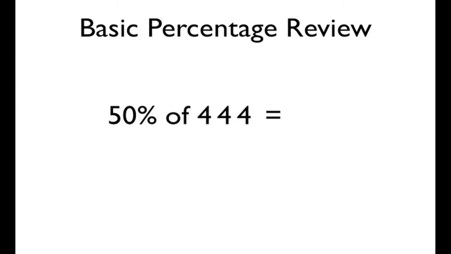The number doesn't change. 100% of 765 is 765. 50% is just like taking a number and dividing it by 2. So 50% of 444 gives us 222.